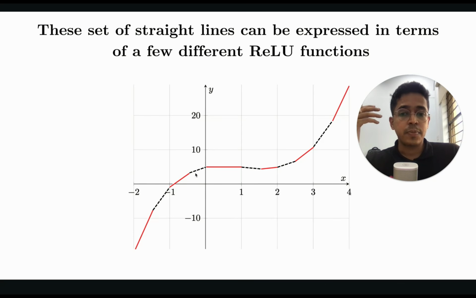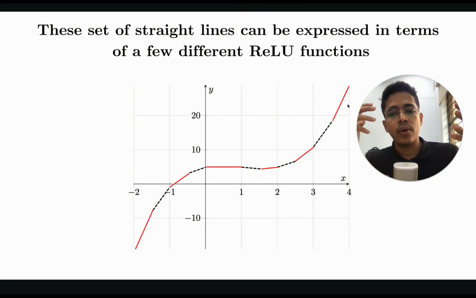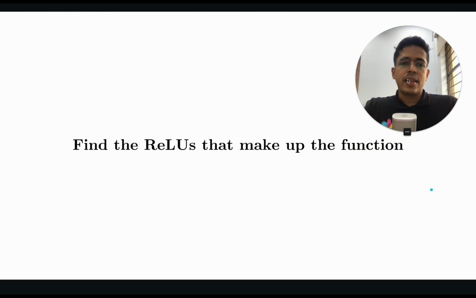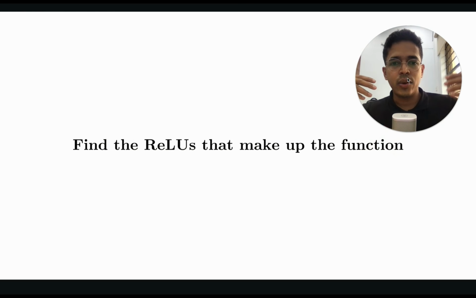So if somehow these piecewise linear functions could be created using a set of ReLU functions, that would be awesome, because then ReLUs, as you know, are used as activation functions in neural networks, which means this whole function we can potentially represent using a neural network. So we will see how to do that. So first, let us try to find the ReLUs that make up this function, right?